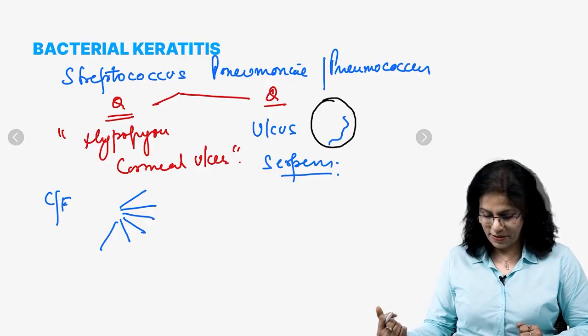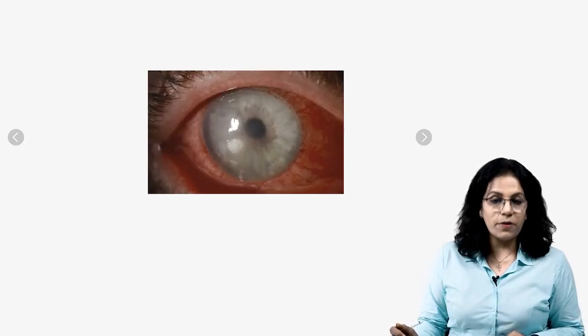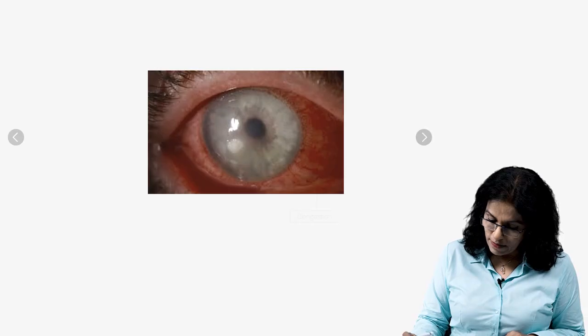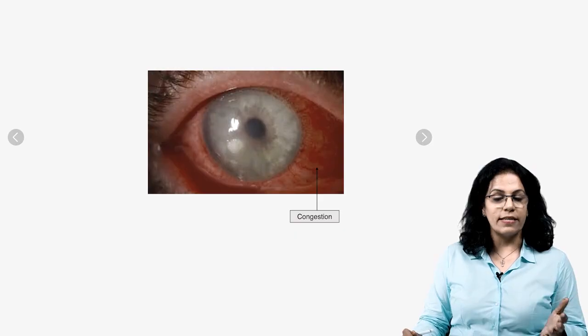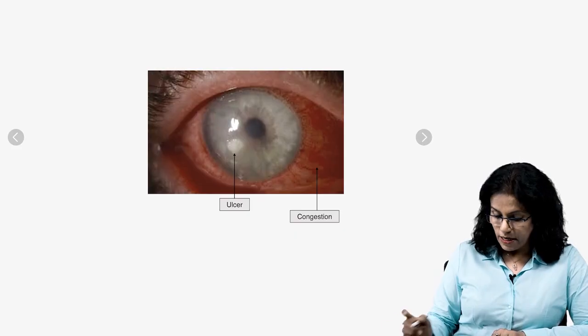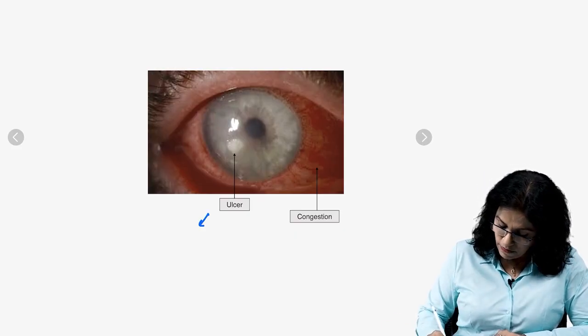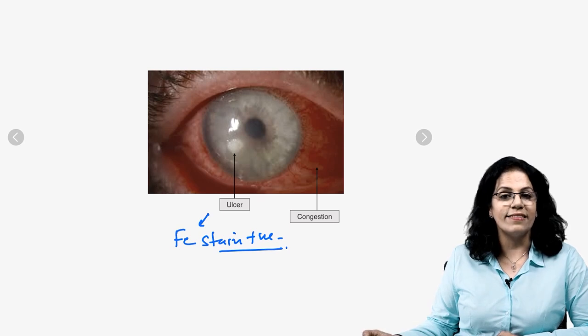and diminution of vision. Okay, once we know this, what is the on-examination finding? So what do you see on examination? What we see, number one, is of course, there will be congestion, which can be both ciliary and conjunctival. And what we see is an ulcer. If I stain this ulcer, it will be fluorescein stain positive. Any breach in the epithelium is fluorescein stain positive ulcer.